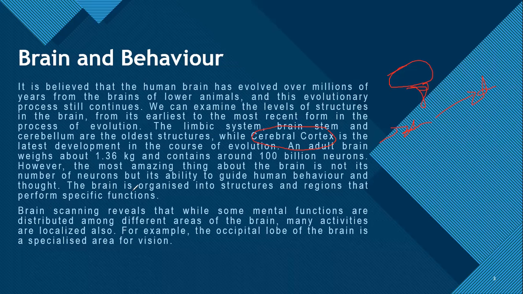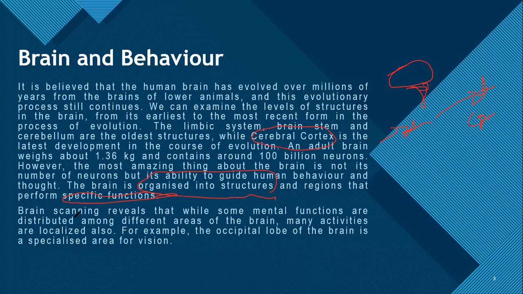The brain is organized into structures and regions that perform specific functions. Earlier we said cognitive functions are unique to human beings, most of the cognitive functions which make us stand apart from the animals. Creativity. Animals do the same thing, but a human being, with learning, can learn new things and develop himself or herself. Brain has no gender.